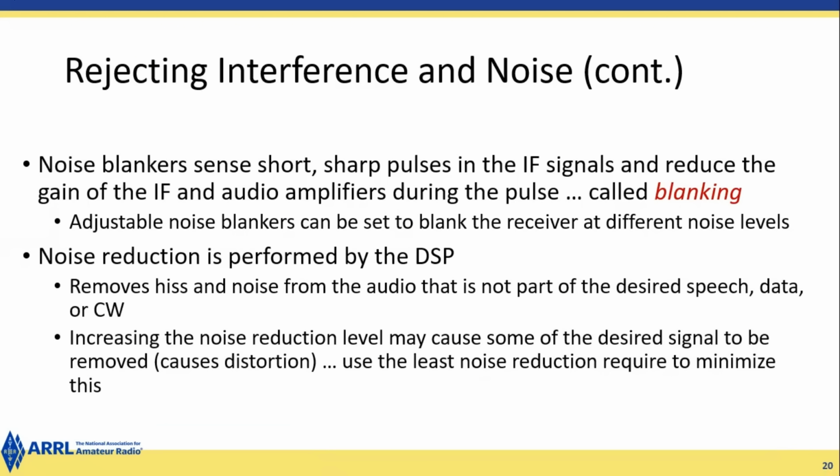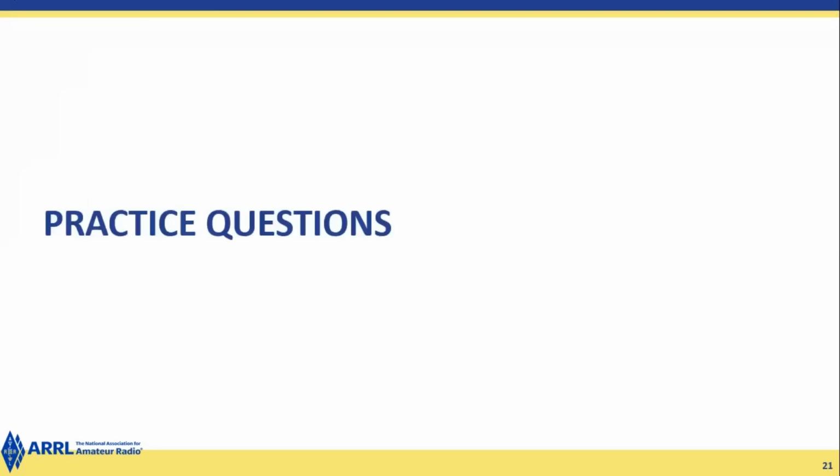Noise reduction is performed by the digital signal processors. They can remove hiss and noise from the audio that is not part of the desired speech or CW. Increasing the noise reduction level may cause some of the desired signal to be removed, causing distortion. So use the least amount you need so you can still intelligibly hear what you're trying to hear. There's a trade-off there, but they do work fairly well too. The DSP noise reducers have been around for a while, and they work pretty well.